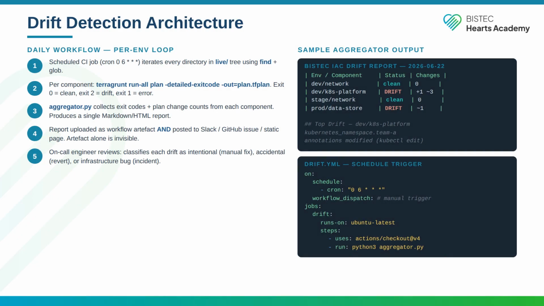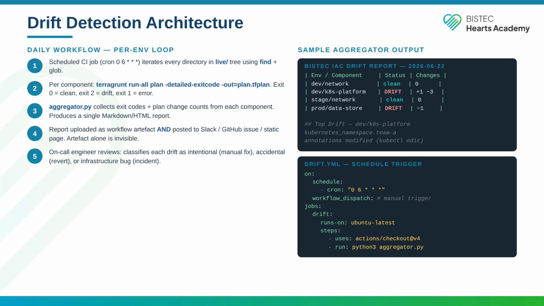Drift is the condition where live infrastructure differs from the state that Terraform knows about. It happens continuously. A developer adds an ingress rule manually. An auto-scaling policy modifies a resource count. A cloud provider rotates a managed certificate. Without a drift detection system, you discover drift when something breaks.